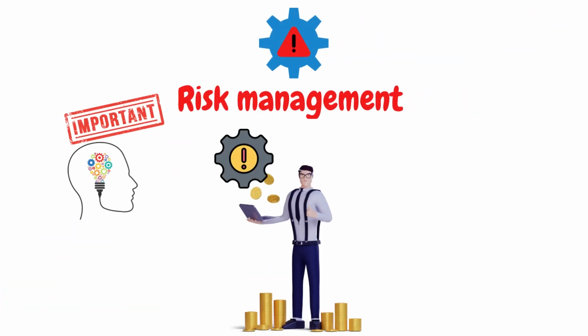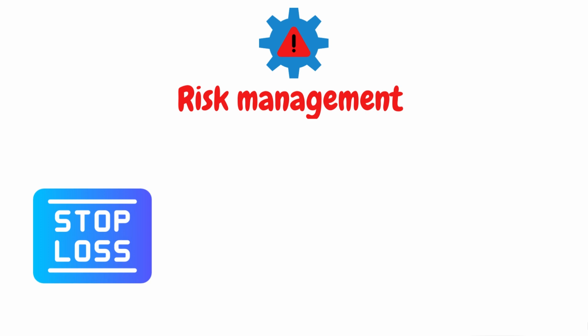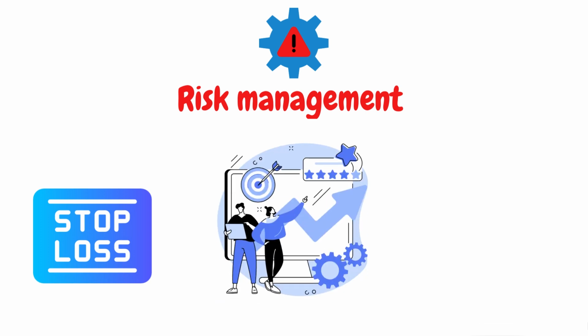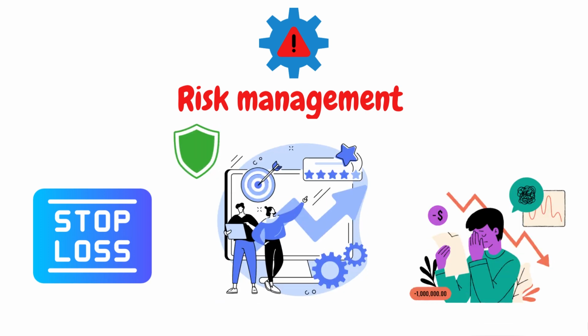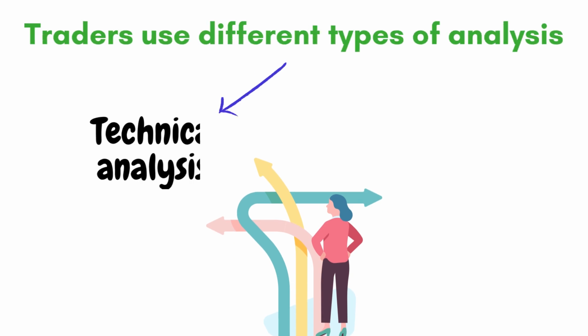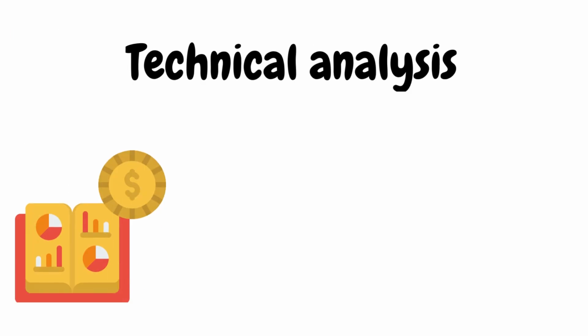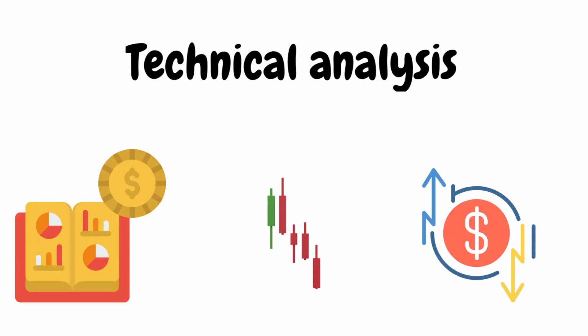It's important to understand the risks involved and use risk management techniques, such as setting stop-loss orders and managing position sizes, to protect your capital and minimize losses. To make informed trading decisions, traders use different types of analysis, such as technical analysis and fundamental analysis. Technical analysis involves studying price charts, patterns, and indicators to identify potential price trends and patterns.